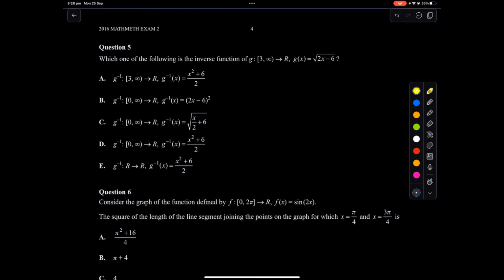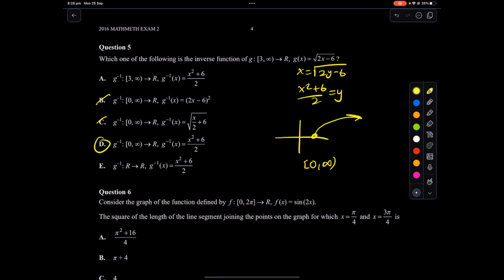Question 5, which of the following is the inverse of this? Okay, so if I just let this x, okay, so 2y minus 6 will be x squared plus 6 over 2. That's your inverse equation. So we can get these all wrong. Okay, what about the domain? To find the domain of the inverse, it's just the range of this function. So I know this function is going to look like, it's going to be translated 3 units to the right, and it's like this. So the range of the function is from 0 to infinity, which means the domain is 0 to infinity. Choose D.